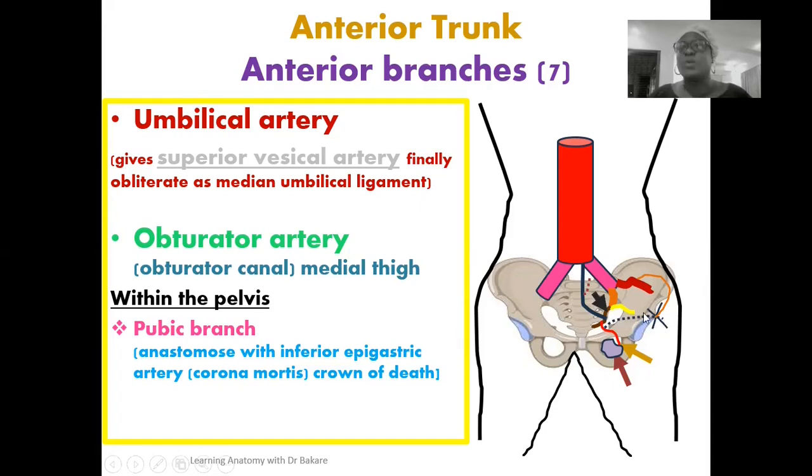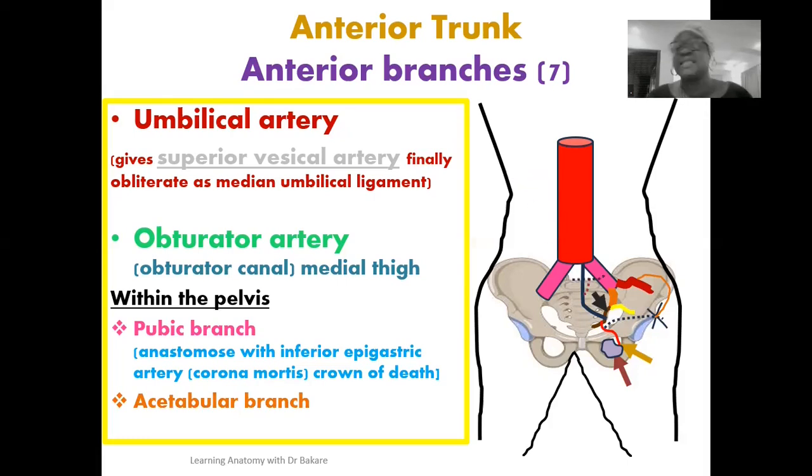At this point, we have the creation of the anastomosis that is referred to as the corona mortis. This corona mortis is also referred to as the crown of death. It is referred to as the crown of death because it is an important area during surgery around this region. Any injury or damage inflicted on this anastomosis will lead to profuse bleeding. So this anastomosis can create profuse bleeding if lacerated. So you see that we have the emergence from the obturator artery creating an anastomosis with another branch from the external iliac artery. We also have the second branch that is referred to as the acetabular branch.